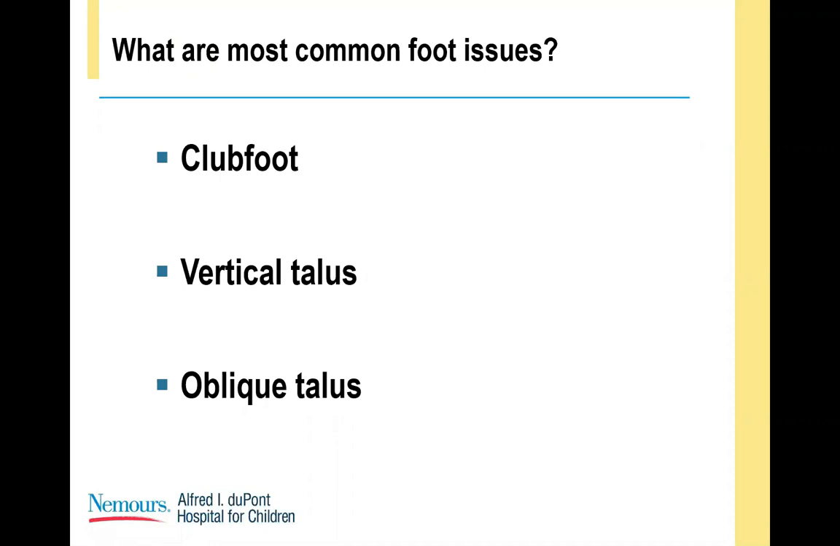So what are the most common foot issues? Clubfoot is the most common. I would say that with arthrogryposis, probably 85 to 90% have some sort of foot deformity, and clubfoot is the most common. Then there's vertical talus and there's oblique talus.